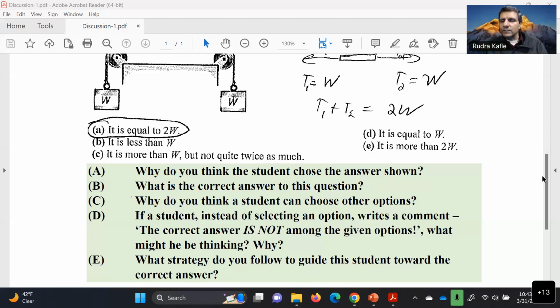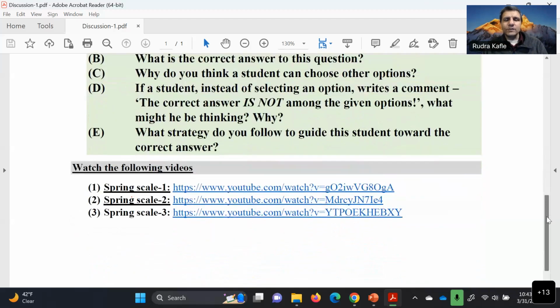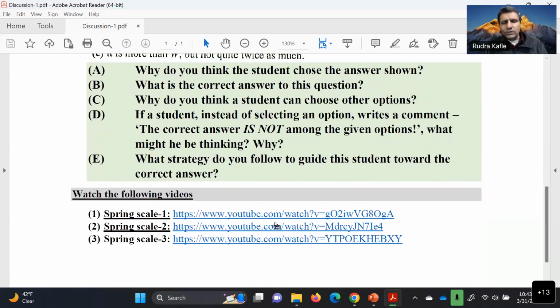So this is the kind of discussion question we use. I will not be playing these videos now. I will play them afterwards, after we stop the recording, because when I play YouTube videos and upload this recording, it says it shows a kind of conflict. So I'm not doing that now.